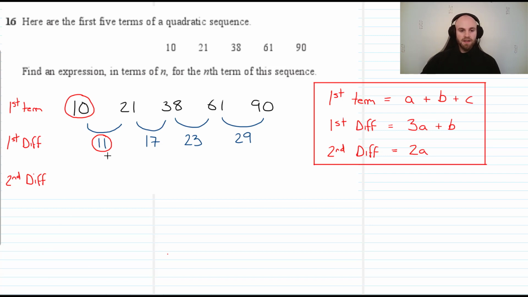And for our second difference, if we've done it correctly, these should all be the same. Well, the difference between 11 and 17 is going to be 6. The difference between 17 and 23 is going to be 6. The difference between 23 and 29 is also going to be 6. So the second difference is going to be 6.